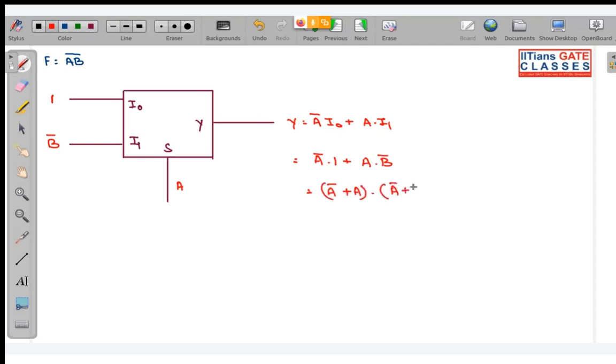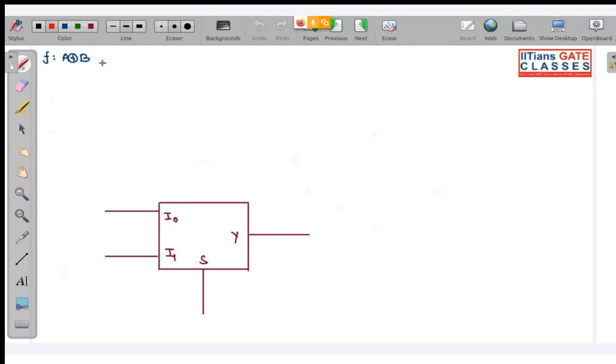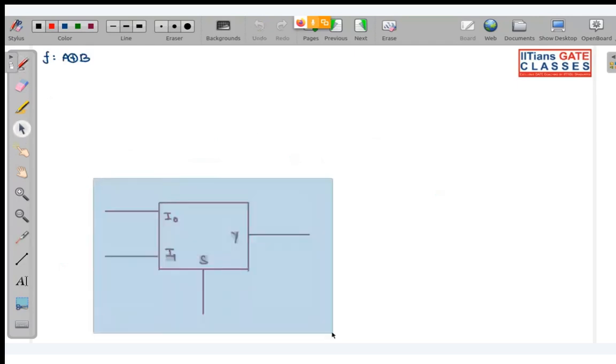complement plus B complement. So this will be 1 dot A dot B whole complement, or this is A dot B whole complement. So 1B complement is your correct answer. So here also you can say that a 2 cross 1 mux is required for constructing this NAND operation. Okay, NAND operation.